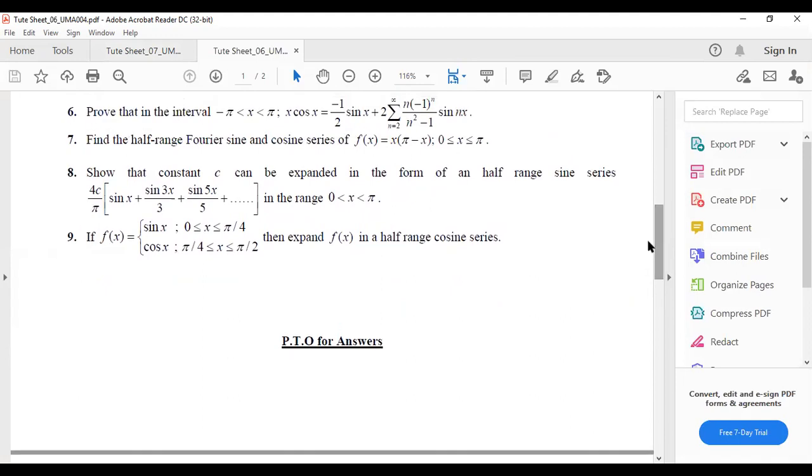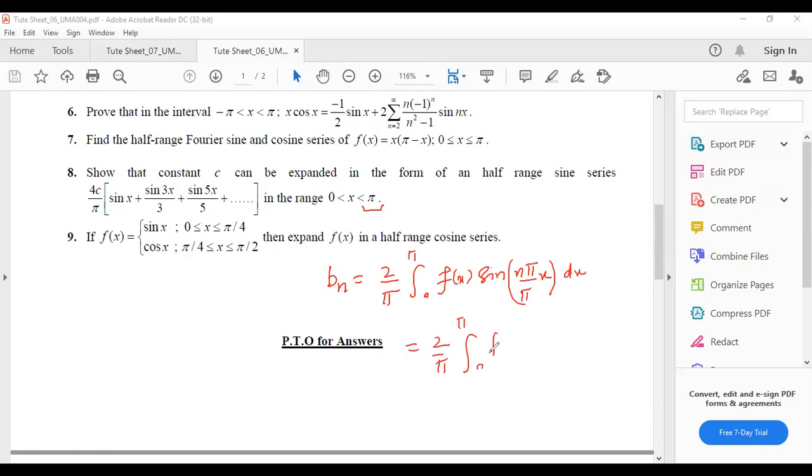8th question. So that the constant can be expanded in the form of half range sine series. Yeah, so it is simply a question where you have to find the half range sine series, right? So we know the half range sine series. So you just need to compute bn. So bn is 2 by L, L is given to you as pi, integral 0 to pi, f of x sine n pi x by L, L is pi, dx. So this will be the expression for bn, f(x) sin nx dx. So this is what you need to compute to write the Fourier half range sine series.